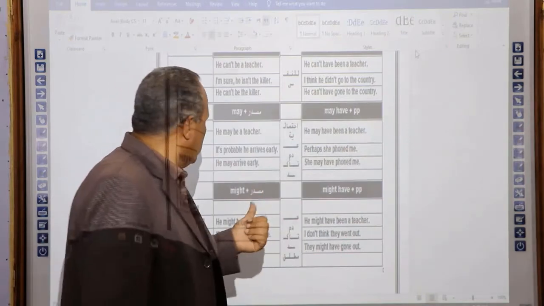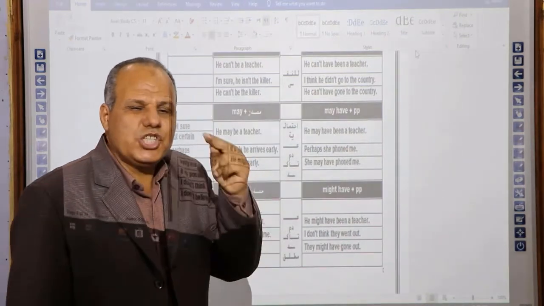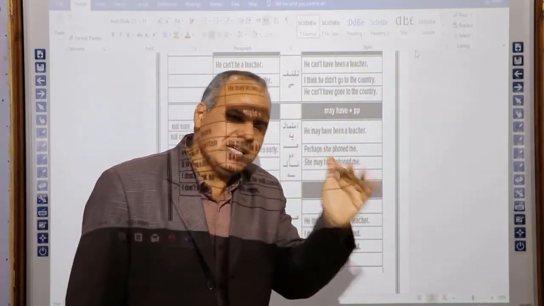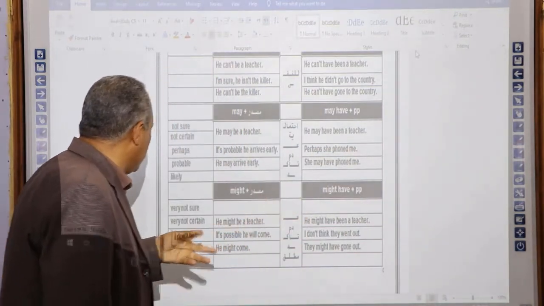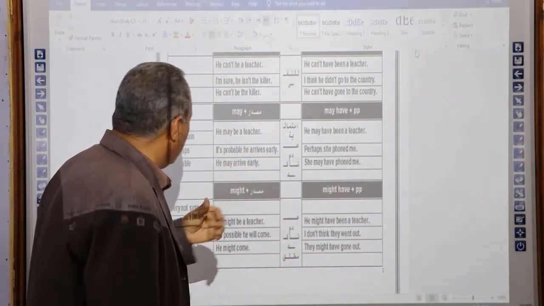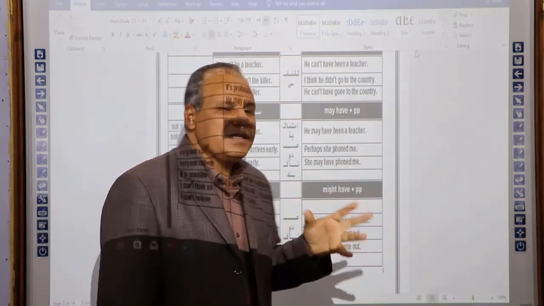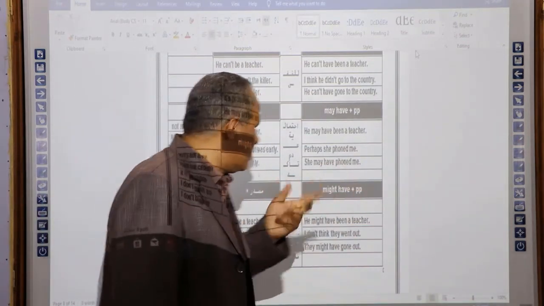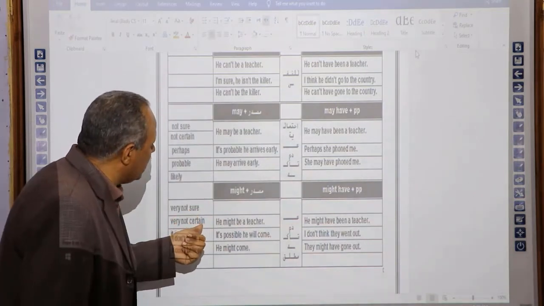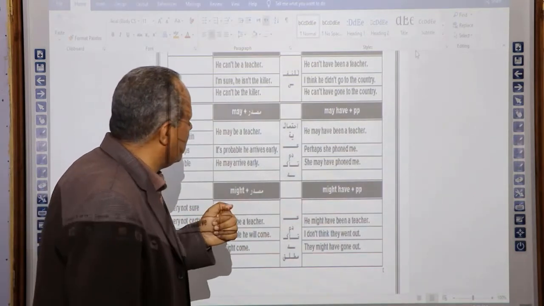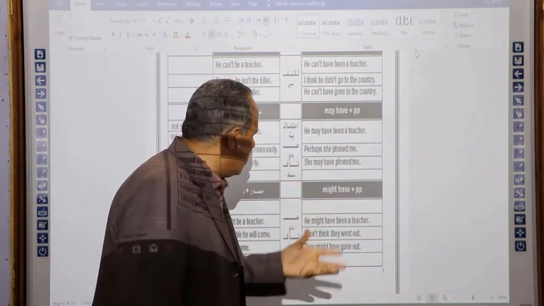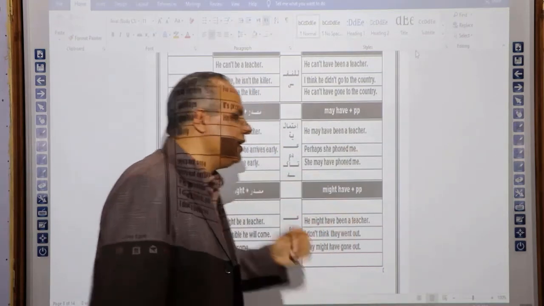Number 3, to express deduction when I am not sure that something is true، لما أكون مش متأكد خالص إن الشيء ده صحيح، we use might plus infinitive, and in the past might have plus past participle. For example, he might be a teacher. The past form, he might have been a teacher.